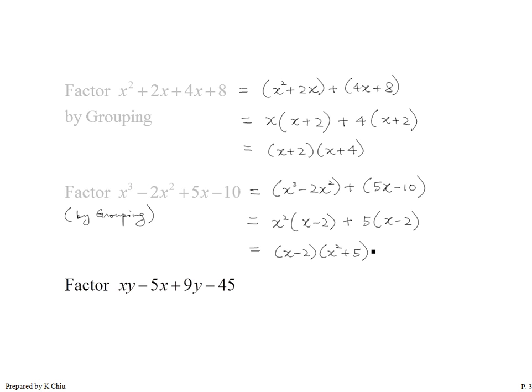Let's see another one. I want to factor this 4 terms again. Although the question didn't ask us to do that by grouping, indeed, that would be the best way. 4 terms, they are completely unlike, and that is the only choice that we can consider. We group the first 2 terms together, and then group the last 2 terms together.